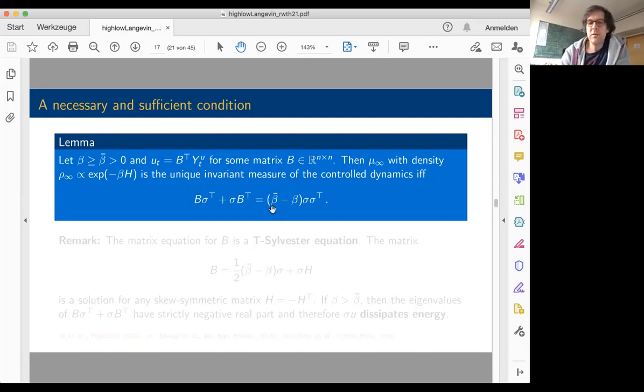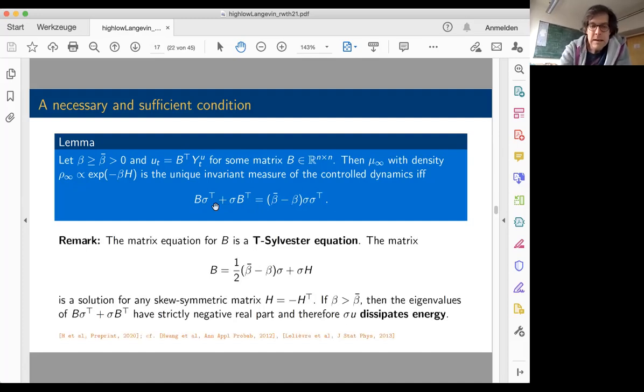And what you see immediately, if the simulation temperature equals the target temperature, then the right hand side disappears, and so the matrix B has to solve this matrix inequality with right hand side being equal to 0. However, if my simulation temperature is higher than the target temperature, then this matrix on the right hand side will be negative definite, and so the B introduces some kind of friction force to the system, so it compensates the higher simulation temperature. And this matrix equality is actually an interesting one.